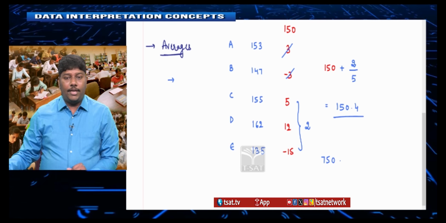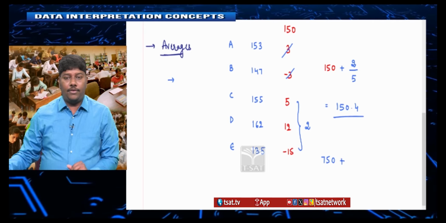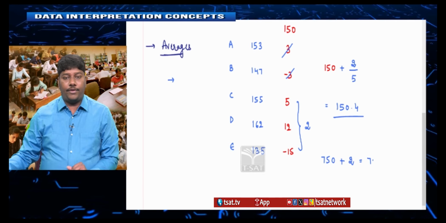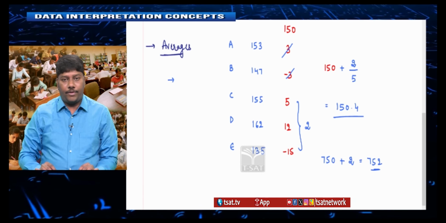Then after it becomes plus or minus depending on the deviations. So, here you got a positive deviation of 2, just add it. So, you are getting 752 as the sum of the data. So, the sum of the data is 752 there.